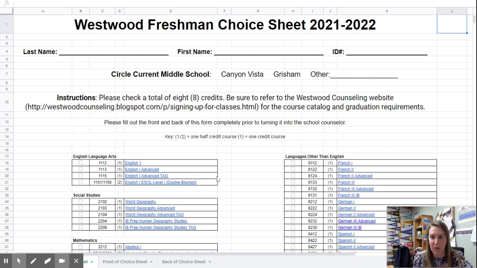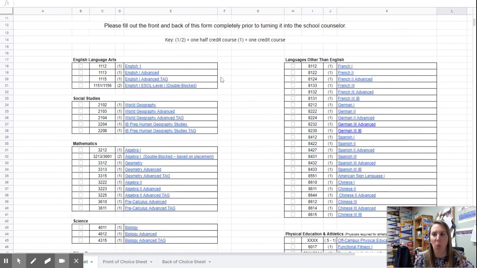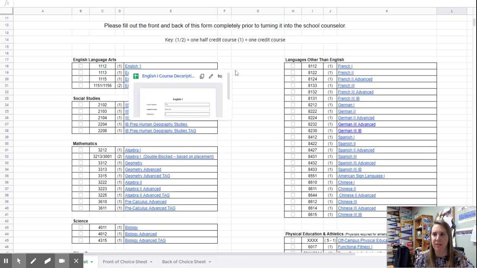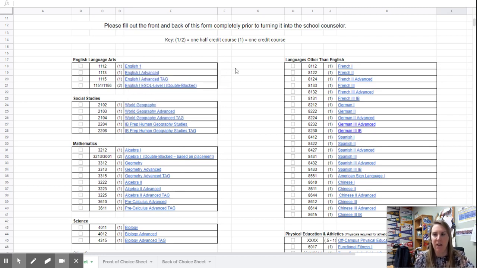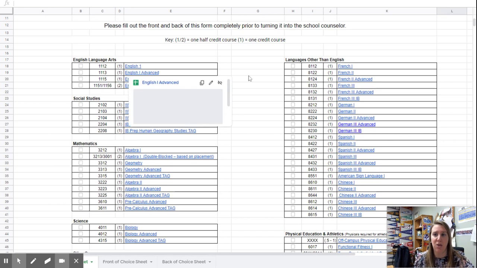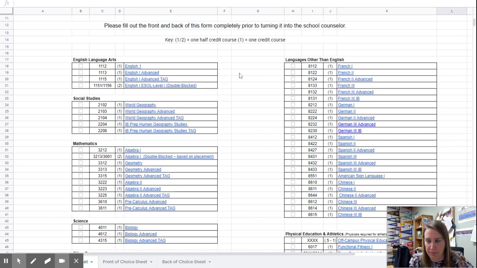So for English language arts, everybody has to take one course out of the English. So we've got grade level English 1. This is your basic English class. If you would like to take the advanced version, English is really your passion. You like writing, you like reading, you're going to want to take the advanced course.